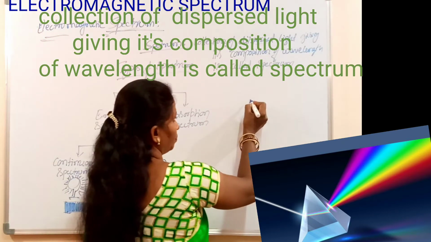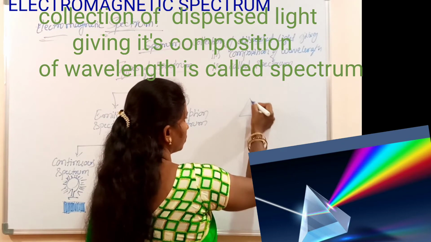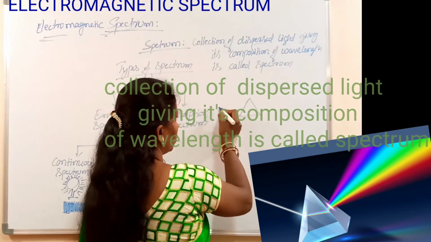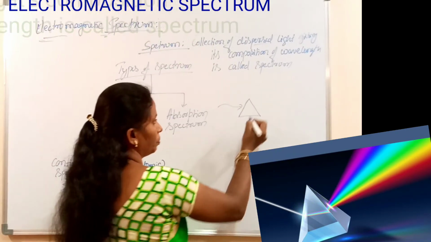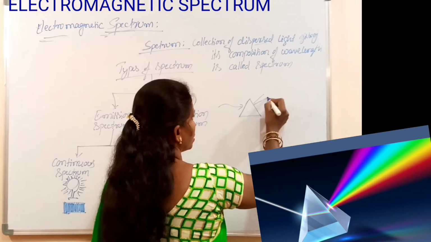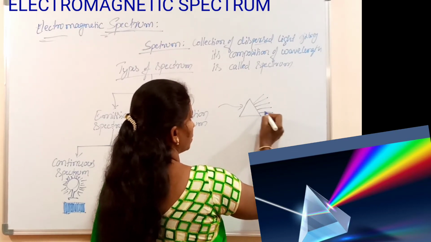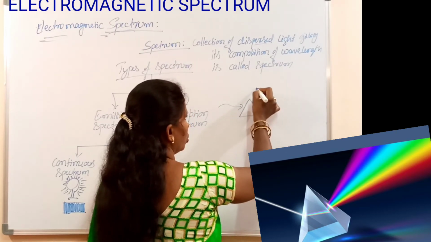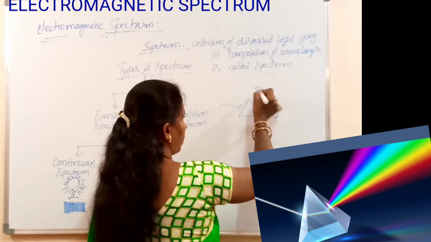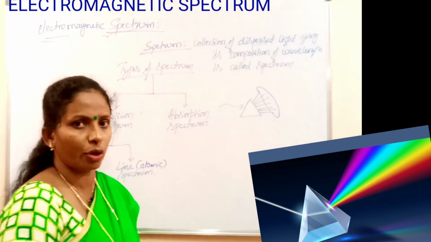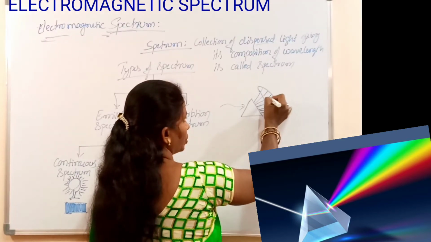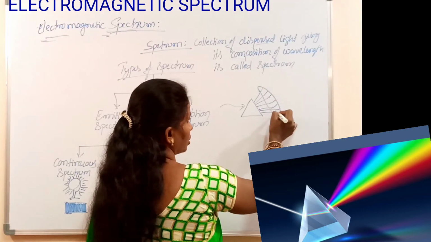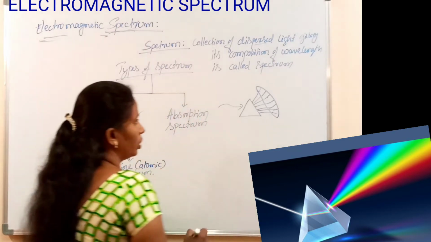You take a prism. Through the prism, you allow white light radiation to pass. It is going to disperse into 7 different colors. So it is going to form a band of wavelengths, containing all the different radiations. So this is called spectrum.